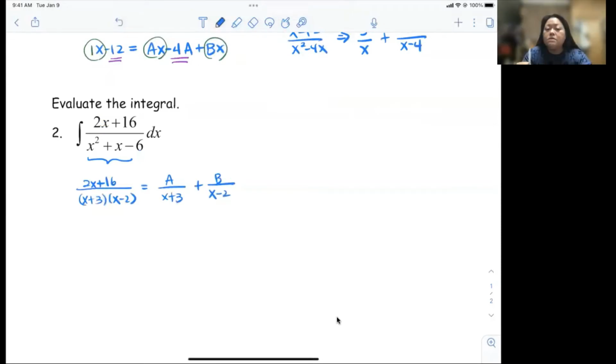Again, if you swap the x plus 3 and x minus 2, like if you did x minus 2 first and then x plus 3, that's totally okay. Your numerator would just swap at the same time. So we're going to do the same thing we did with number 1, where we're going to crisscross applesauce, and you'll see that your denominator actually cancels out beautifully. So you're only dealing with 2x plus 16 equals a times x minus 2 plus b times x plus 3.